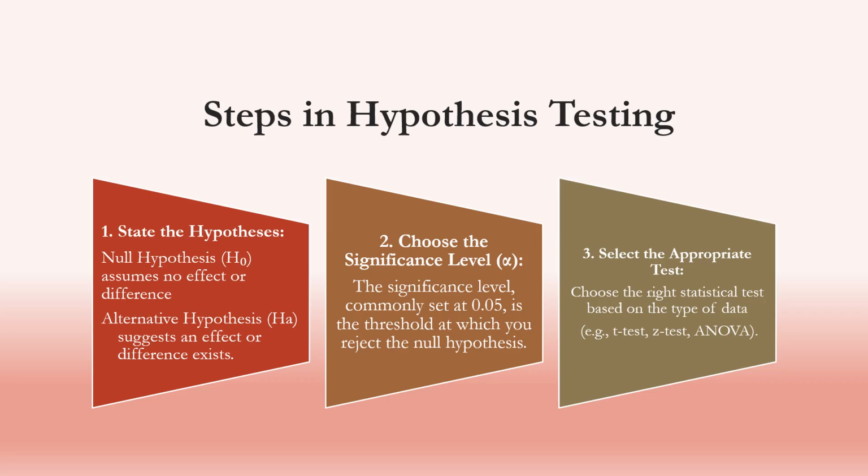For example, if you're comparing the mean test scores of two groups, you might use a t-test. If comparing three or more groups, an ANOVA might be appropriate.